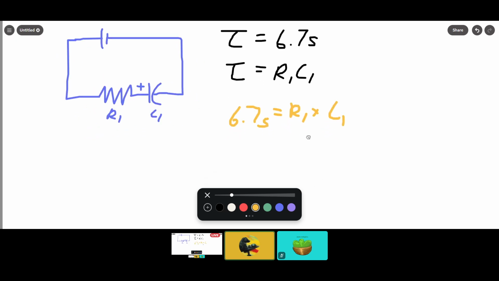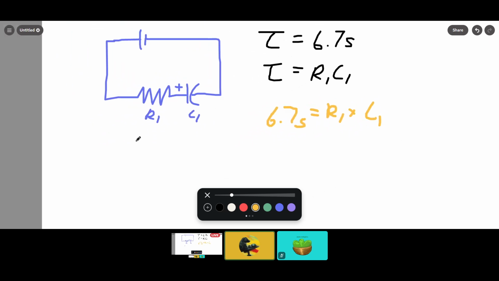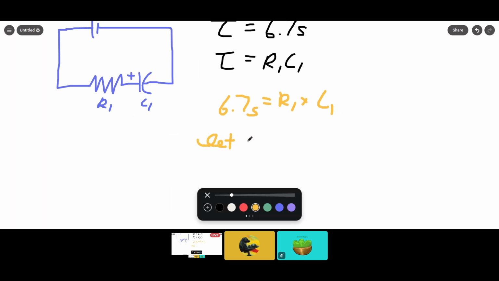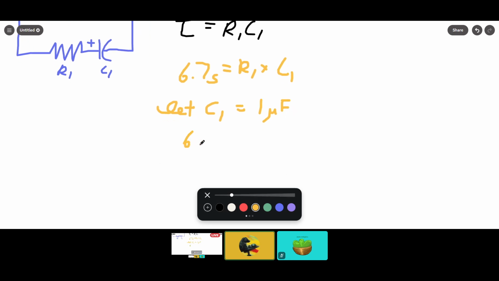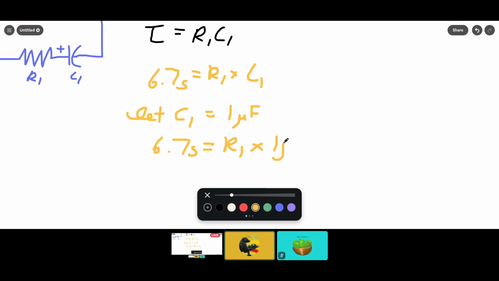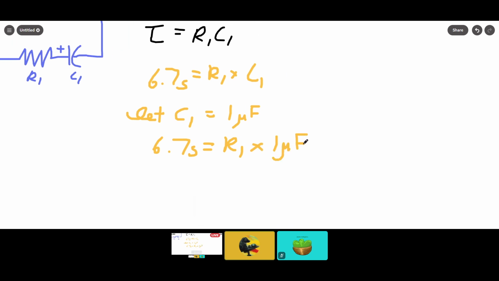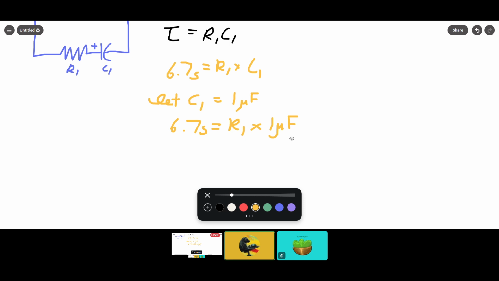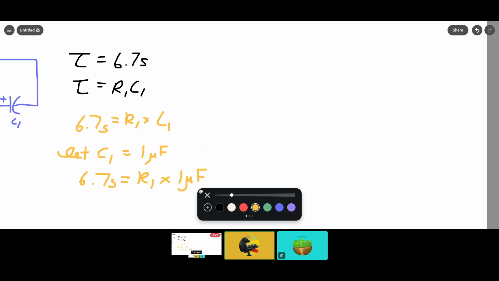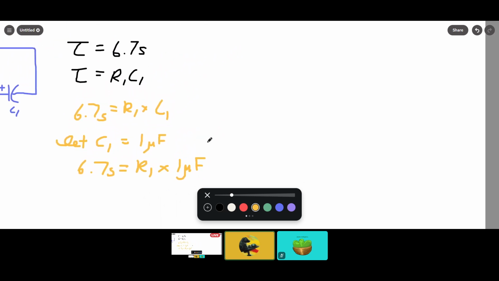So in this case, I'm going to choose C1. Let C1 be, let's say, 1 microfarad. Now we get R1 times 1 microfarad. Oh, one unknown. So easy already, because now we just need algebra. This is how simple it is. So when I see your paper and see that you got this wrong, it's so saddening because it's so simple.